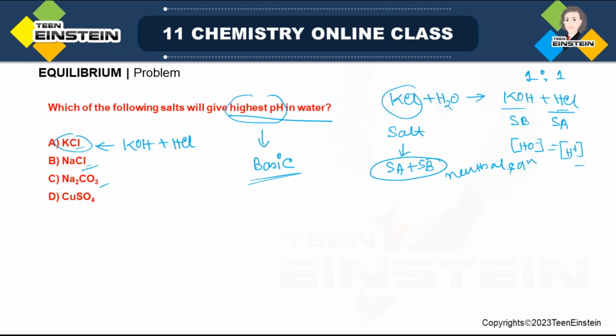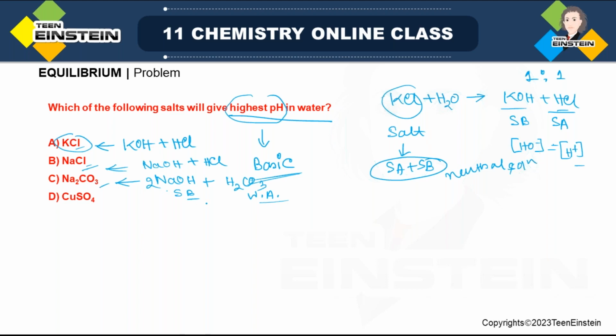Now come to the second one, NaCl. That is also the same thing, because instead of KOH it will be NaOH and HCl, but the same explanation. Then Na2CO3. Here also NaOH, though it is 2 moles of NaOH, is a strong base. But what about the acid? The acid is H2CO3, carbonic acid. Now this is a weak acid. So with a strong base and a weak acid, what will happen?